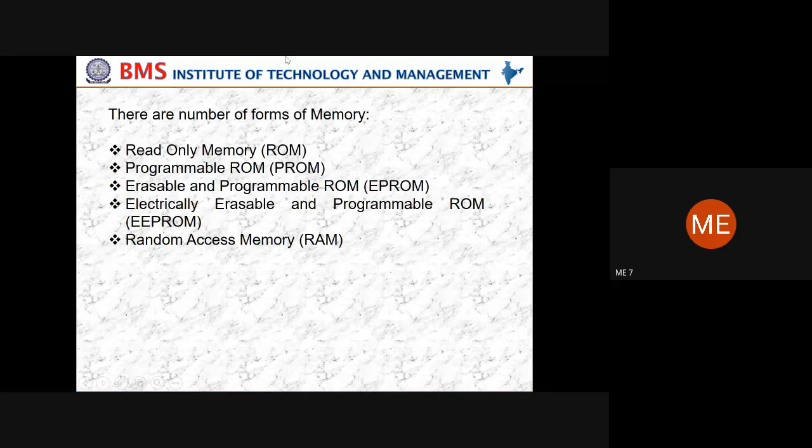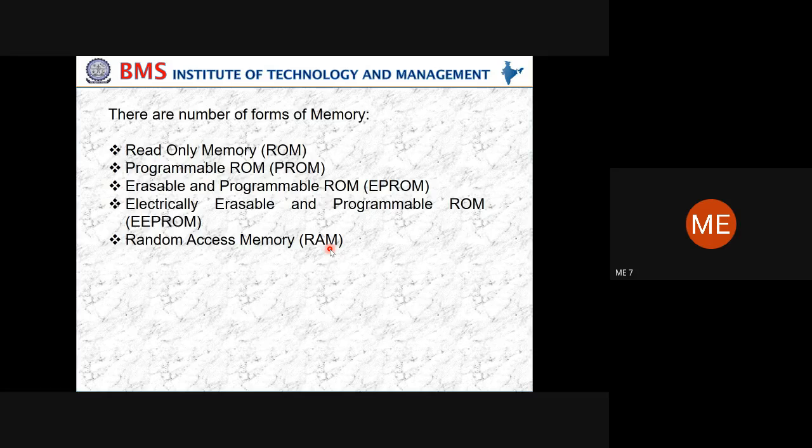Then we have the random access memory, that is your RAM. It is a temporary storage. We know that RAM refers to a temporary storage of data. It differs from ROM in that the information present in the RAM can be read and also can be written. And it is a volatile memory.